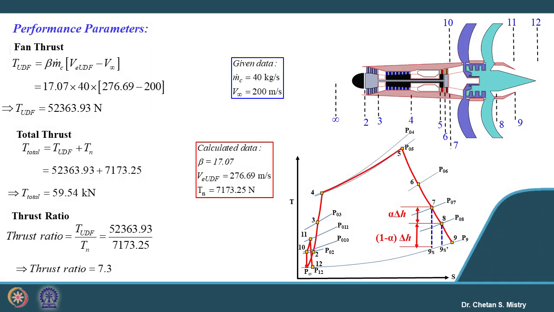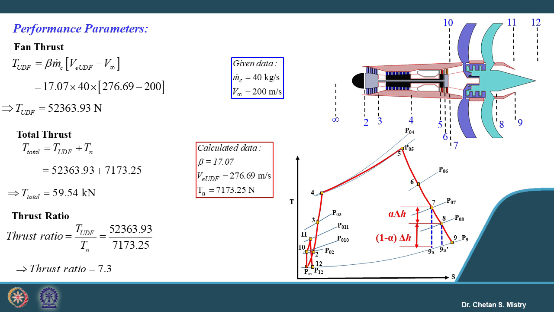Now, once we have this beta value, let us put these values here. For the unducted fan, the thrust generated can be calculated based on beta into m dot core into the bracket of exit velocity minus free stream velocity. It says the thrust generated is given by, so a huge amount of thrust is being generated by the unducted fan, and there is a contribution by the core engine also. So, my total thrust generation is given by.